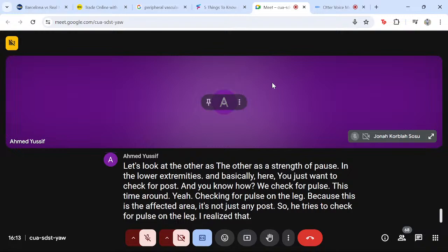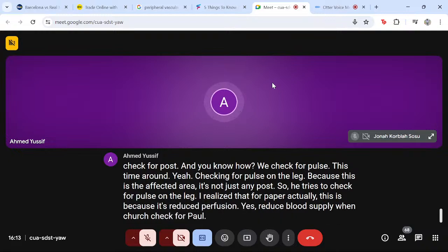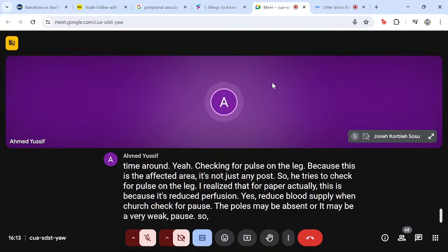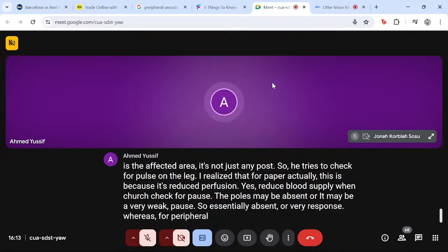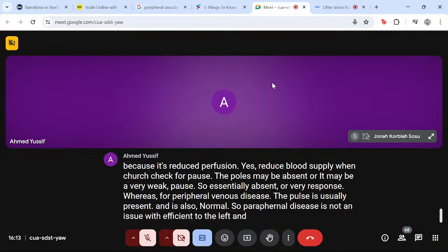And you realize that for peripheral artery disease, because there's reduced perfusion, there's reduced blood supply, when you try to check for pulse, the pulse may be absent or it may be a very weak pulse. So it's usually absent or very weak pulse. Whereas for peripheral venous disease, the pulse is usually present and is also normal. So peripheral venous disease is not an issue with perfusion to the lower extremities. So the pulse is usually strong and is also present.